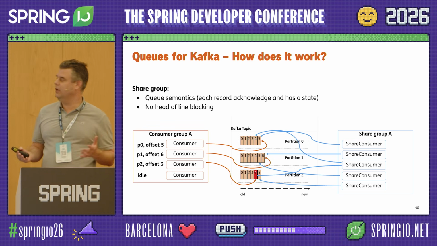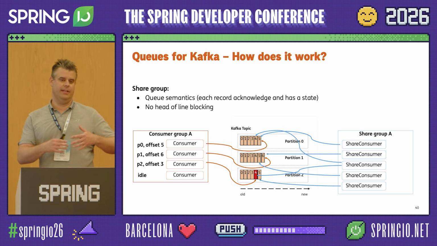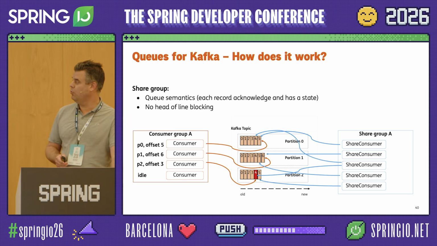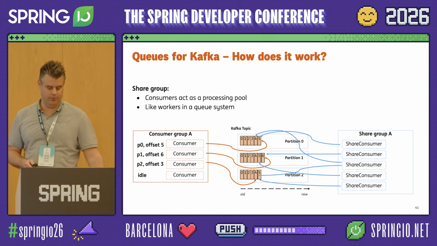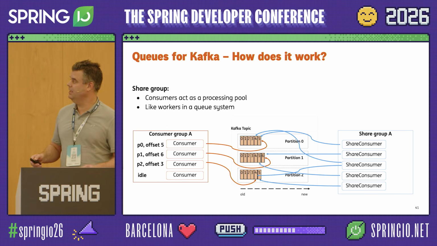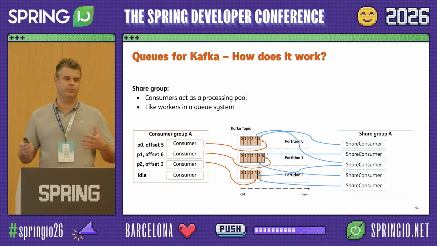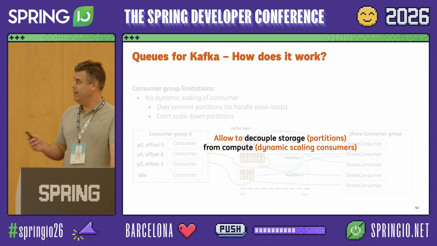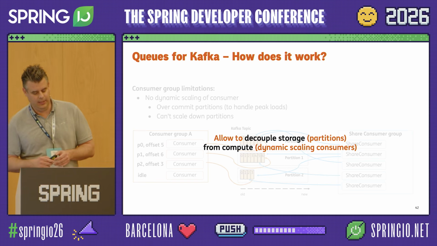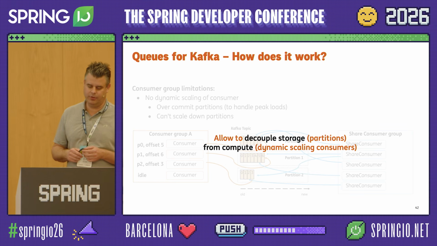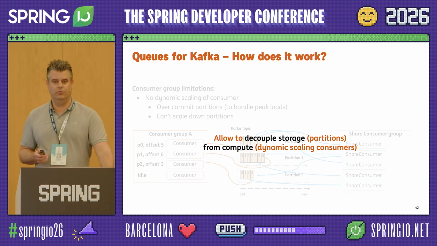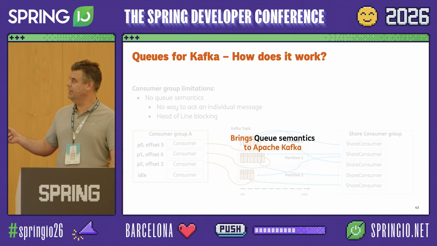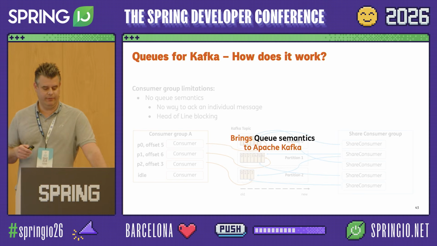So it also allows for use cases where sometimes it takes a bit more time to process. And so this is more flexible than the normal consumer groups. So you can see the share group basically as a pool of consumers concurrently consuming from that topic. And now it allows us to decouple the storage, basically the partitions, from the compute, and it allows us to start dynamically scaling our consumers when needed. And it also brings Kafka Queue semantics to Apache Kafka.